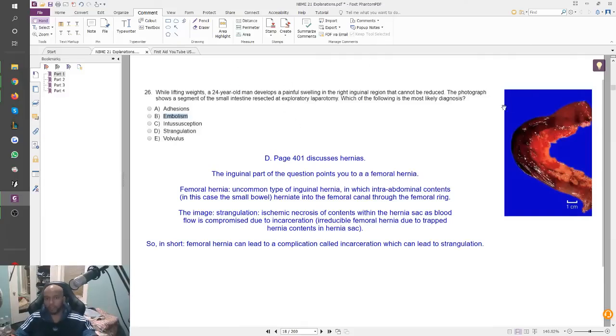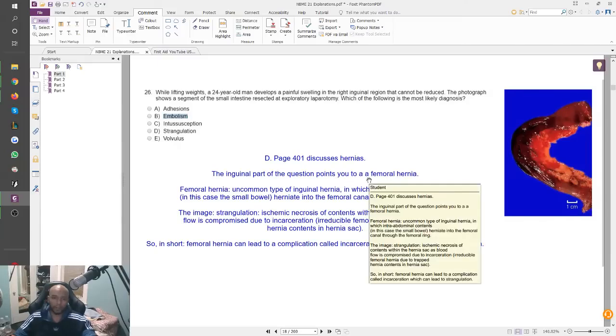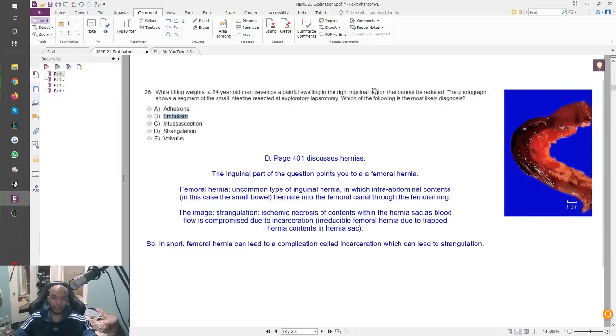It's not intussusception. That would have to have a target lesion of things going into each other. And it's not a volvulus, which would be twisting. Right? This person had a hernia. The inguinal part of the question points you to a femoral hernia. Right? Not exactly a femoral hernia. Oh, inguinal region. Okay. Yeah, so an uncommon type of inguinal hernia in which intra-abdominal contents herniate into the femoral canal through the femoral ring. The image shows strangulation, ischemic necrosis of contents within the hernia sac as blood flow is compromised due to incarceration. Right? So in short, a femoral hernia can lead to a complication called incarceration, which can lead to strangulation.